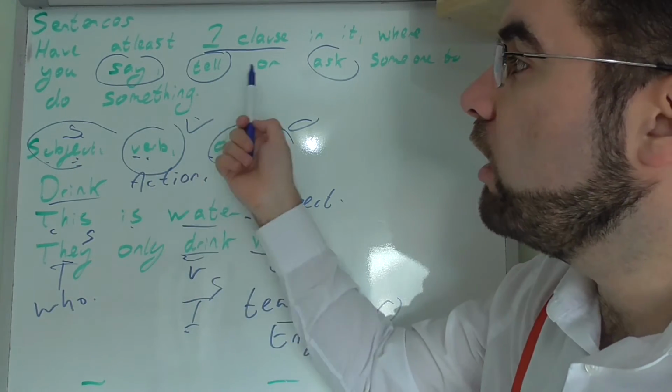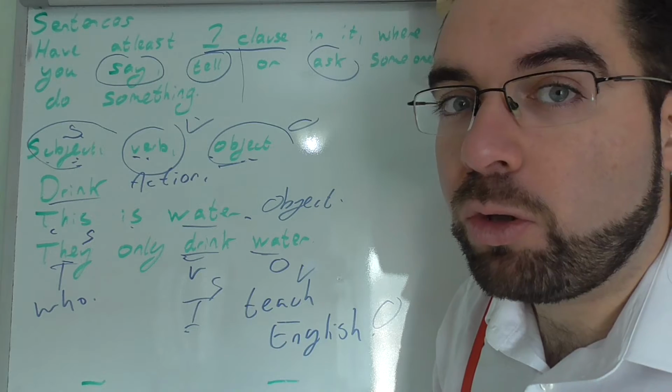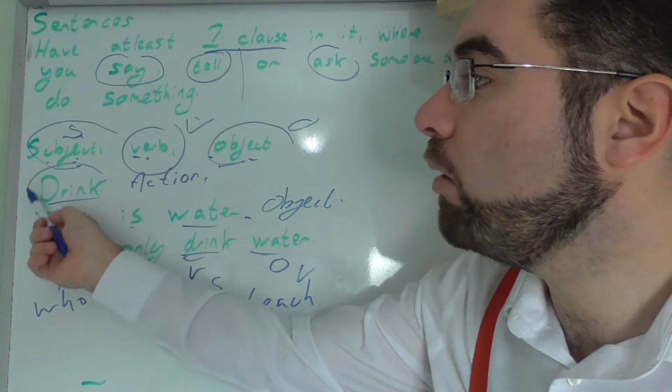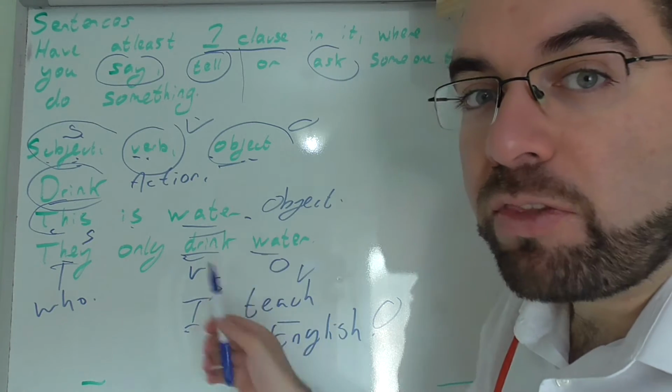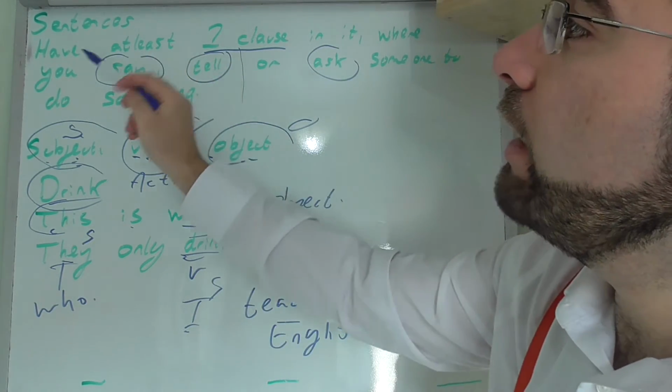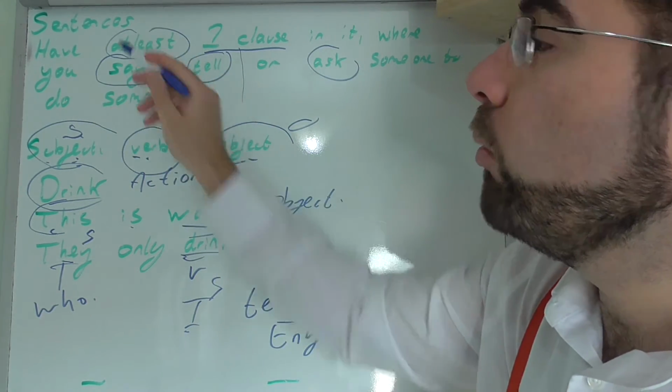And these things are the clauses. They make up the clause. One clause could be simply one word: drink. Or this is water, or they only drink water. That's a clause. And a sentence has at least one clause.